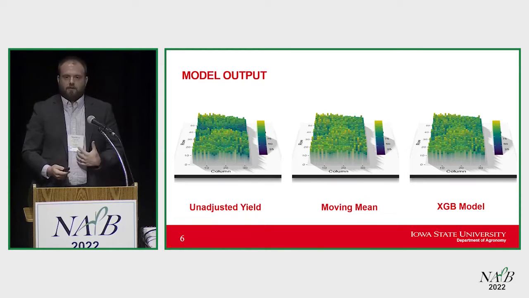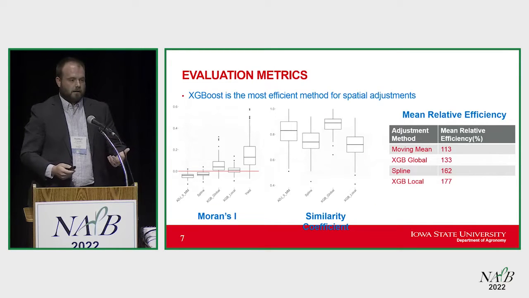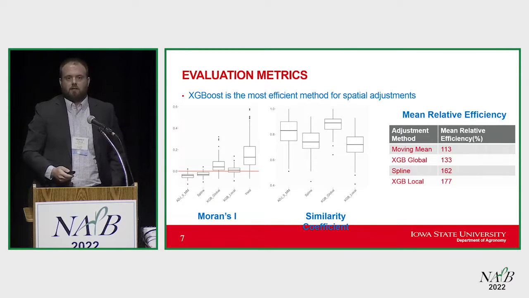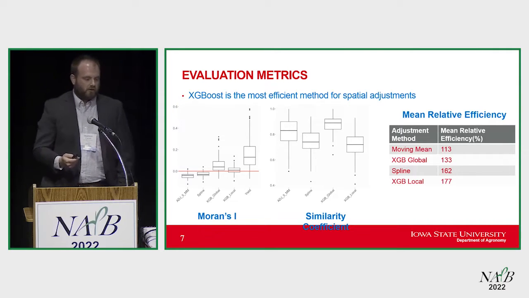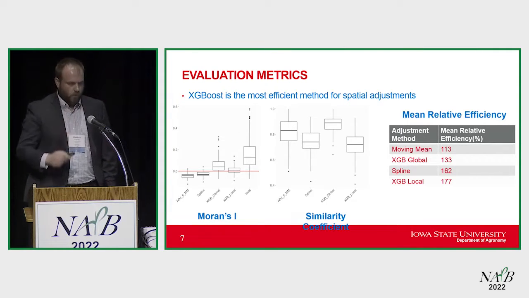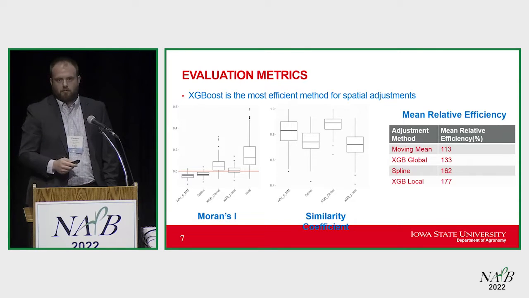Which, just a gut feeling of a breeder, we expect that because we have randomized trials, we shouldn't see pockets of high and low yielding areas within the field. And so looking at the evaluation metrics, we looked at 3 different metrics.